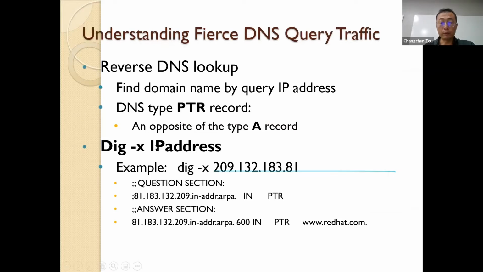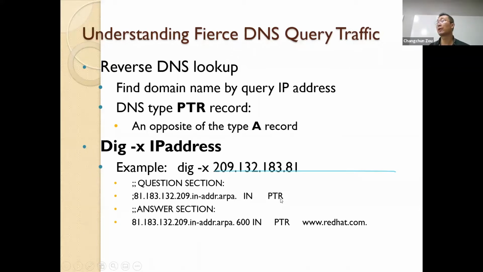Reverse DNS lookup is like, if you manually do a DNS query, in Kali Linux you can use the dig command. For reverse DNS lookup, you use the command dig -x, then put the IP address here. Then the question for this reverse DNS lookup will be like this. It's a PTR record.